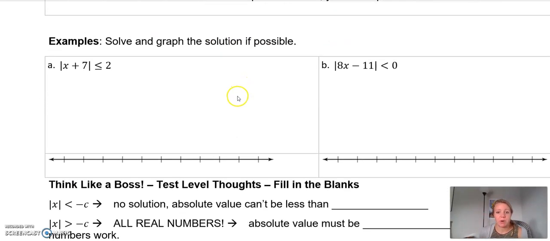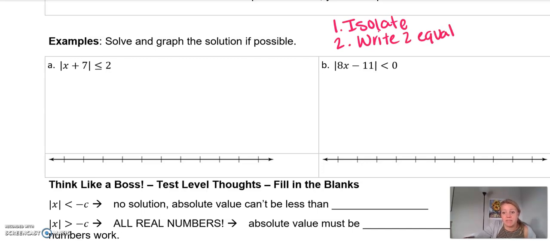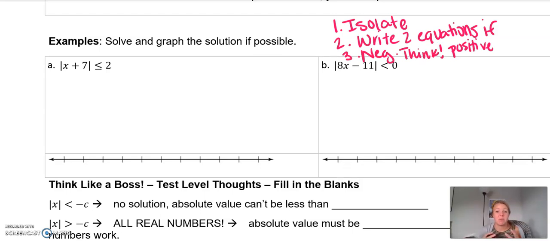Okay, now we're going to do some inequalities. These are very similar. The steps are all the same. The first step is we isolate. Then the second step is we still write two equations if it's positive. If we have a negative, then this time you're going to need to think, because now we're thinking about inequalities, meaning we're not equal to something. When this says it's less than 2, we can be anything less than 2: 1, 0, negative 1. It's saying this can be equal to 2 or smaller than 2.